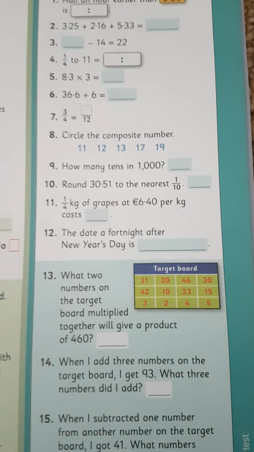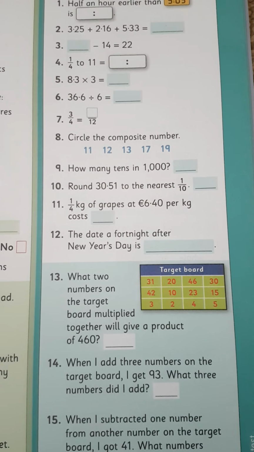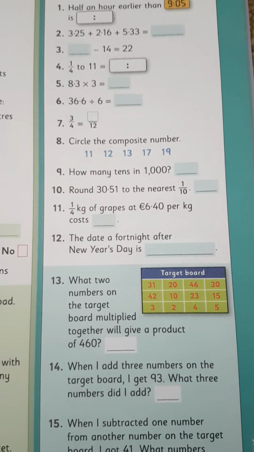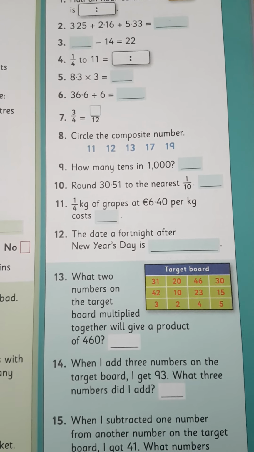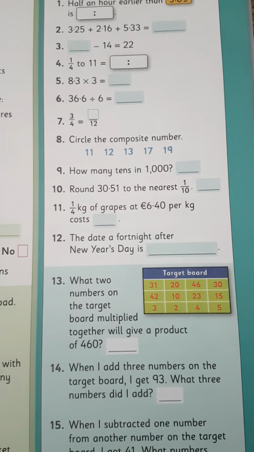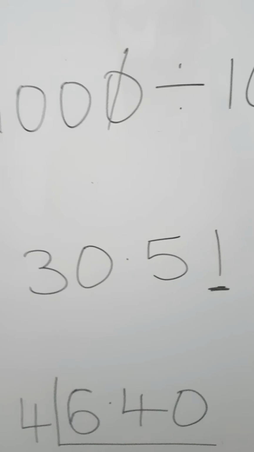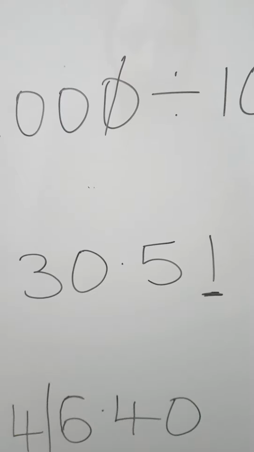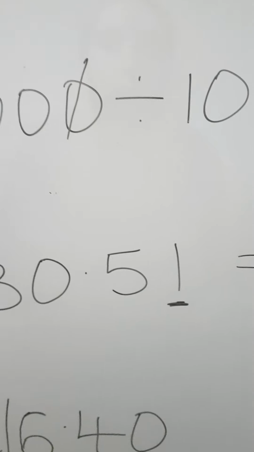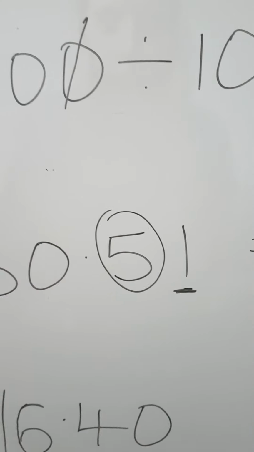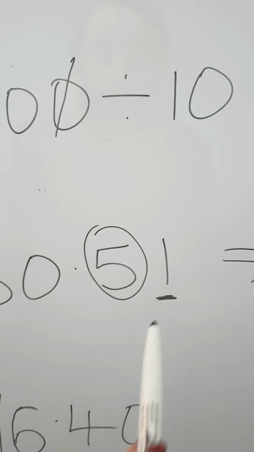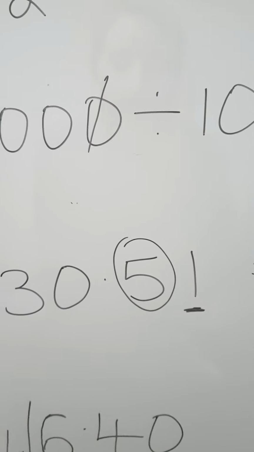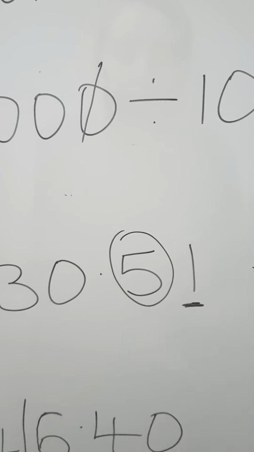Now question 10, round 30.51 to the nearest tenth. Now we haven't done rounding to the nearest tenth before, but we have done rounding, and it's the same rule really always when you're rounding. So if I look at 30.51, this is my tenths column here, so I want to go to the nearest tenth. So I look at the number beside it, and I know the rule, 1 to 4 touch the floor, so I'm going to stay where I am.